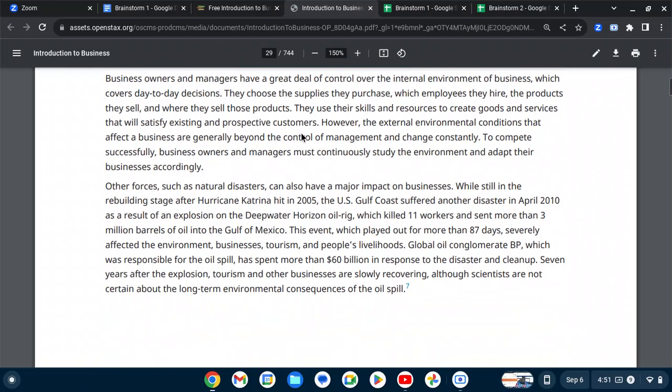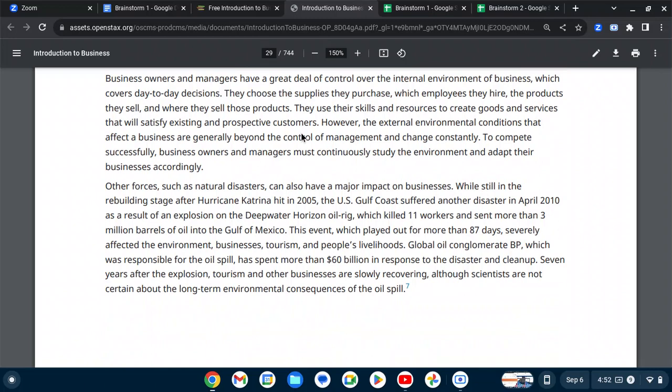Business owners and managers have a great deal of control over the internal environment of business, which covers day-to-day decisions. They choose the supplies they purchase, which employees they hire, the products they sell, and where they sell those products. They use their skills and resources to create goods and services that will satisfy existing and prospective customers. However, the external environmental conditions that affect a business are generally beyond the control of management and change constantly. To compete successfully, business owners and managers must continuously study the environment and adapt their businesses accordingly.